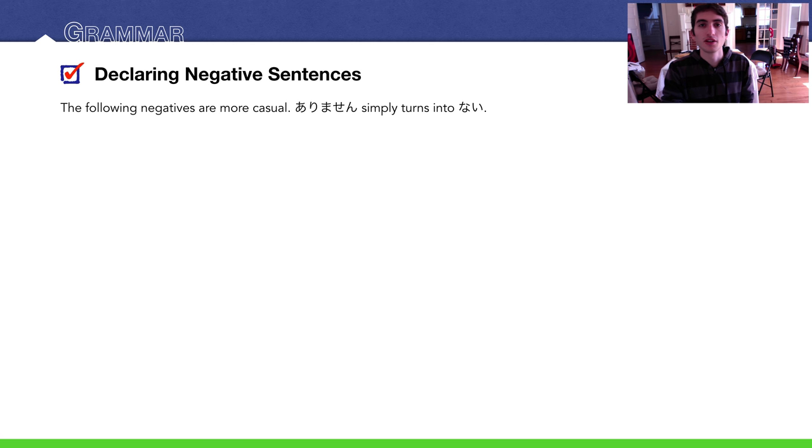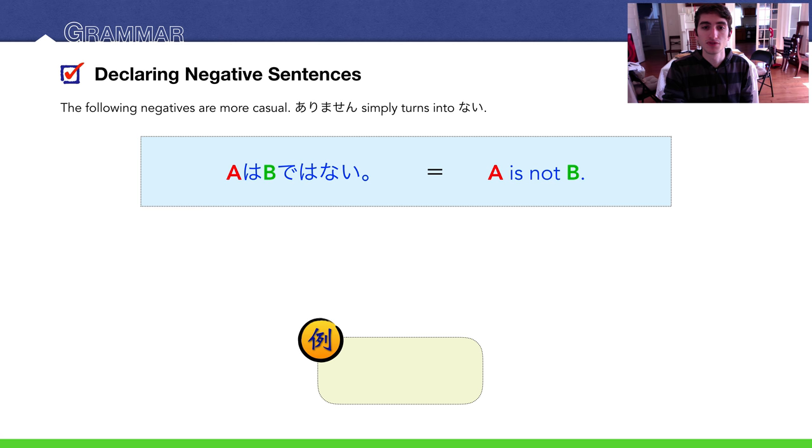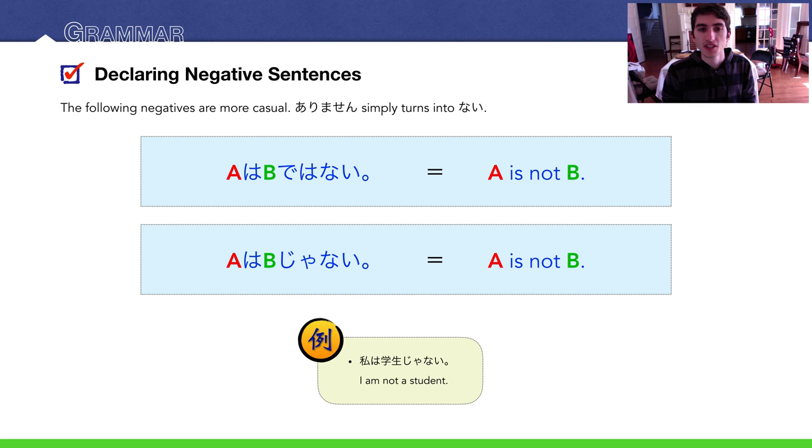Moving on, there is also a more casual way of saying this that you would use only to your friends and family. The ありません part is replaced with ない。So we have now, A は B ではない。A is not B. A は B じゃない。A is not B. Our example, 私は学生じゃない。I am not a student.